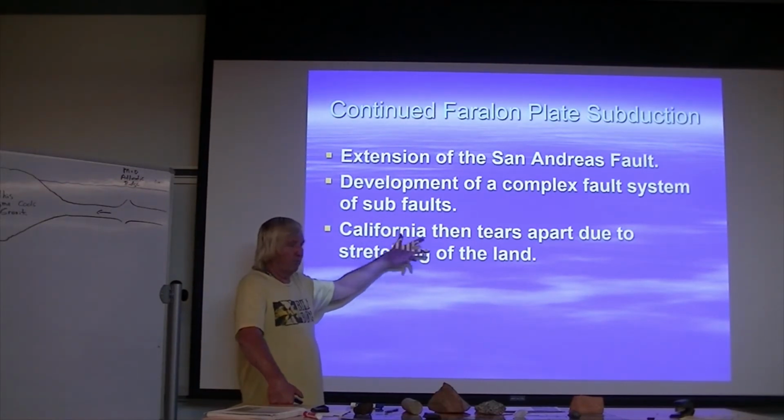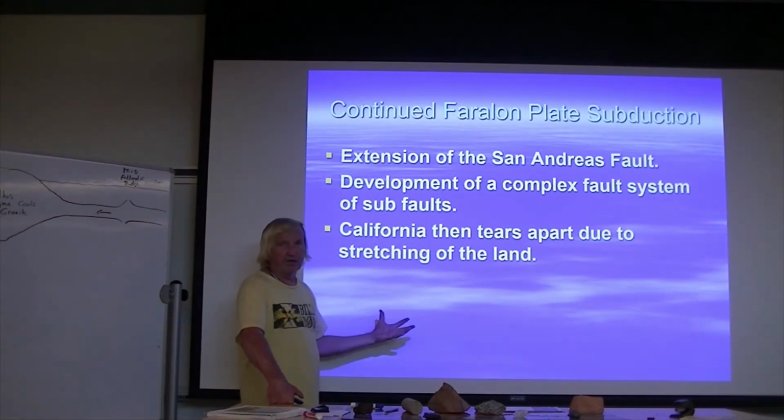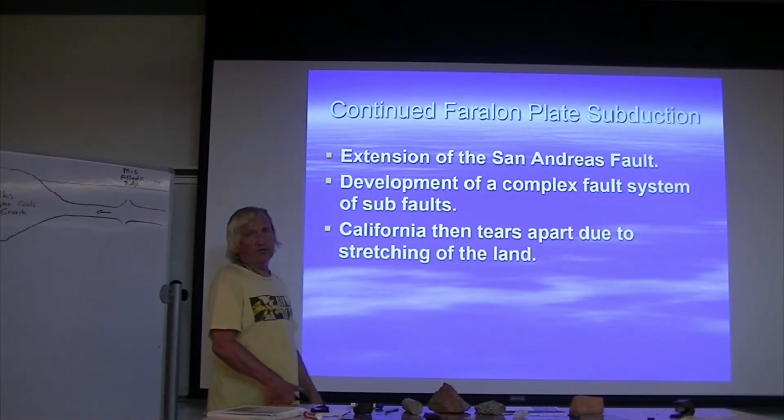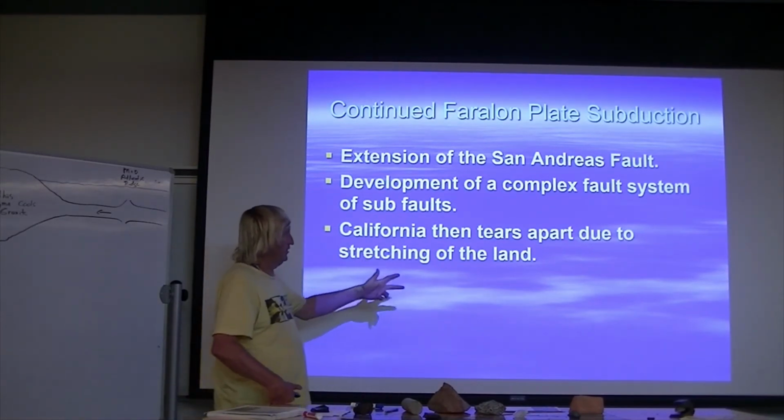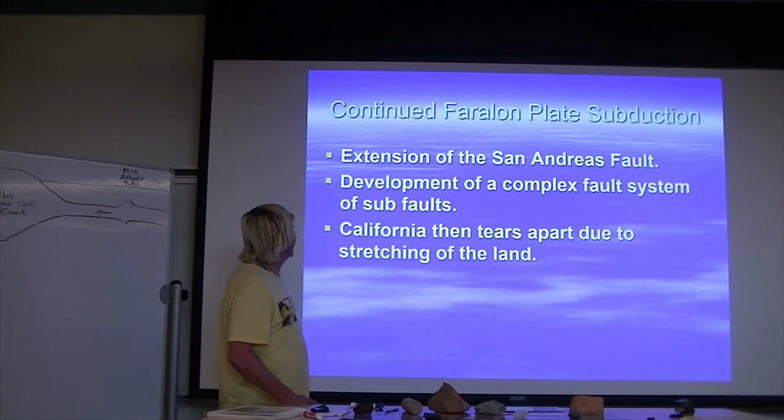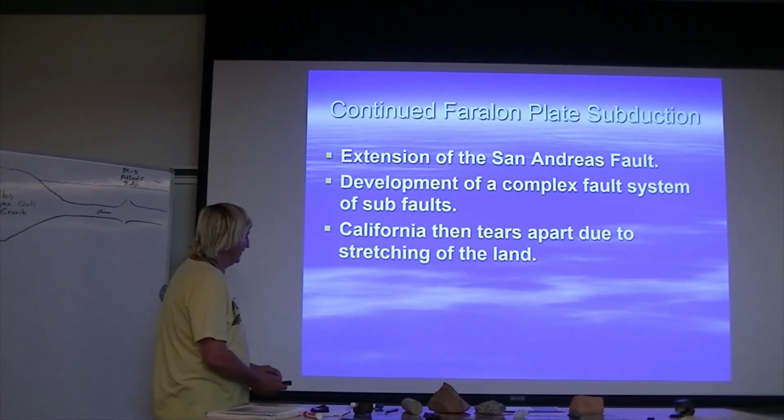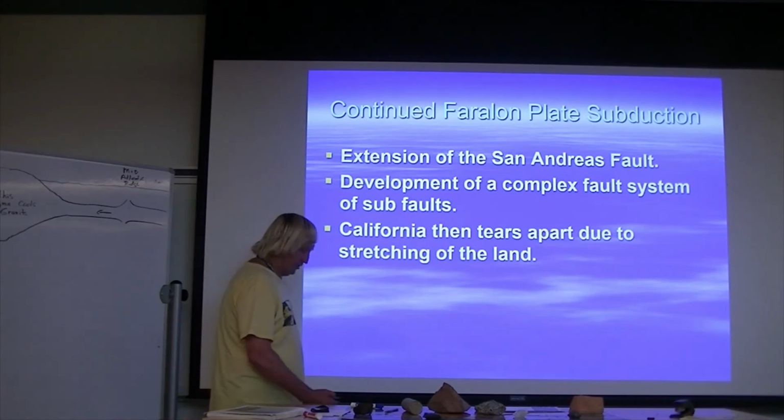there's actually three little subplates they broke it up into. And the Juan de Fuca plate is basically a remnant of the old Farallon plate. It lies off the coast of Northern California, Oregon and Washington, and British Columbia. California is going to continue to tear apart as the land stretches.